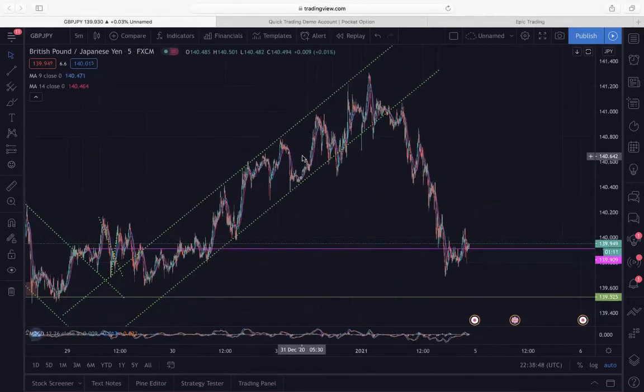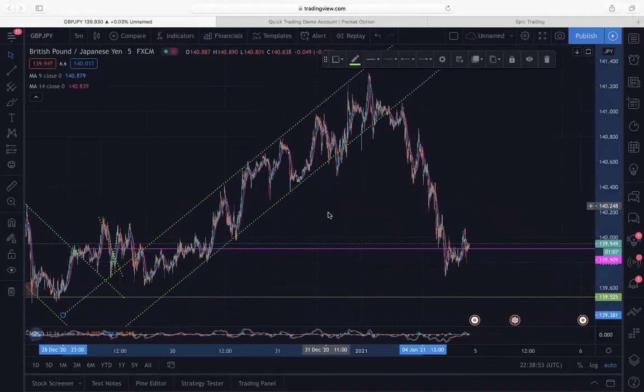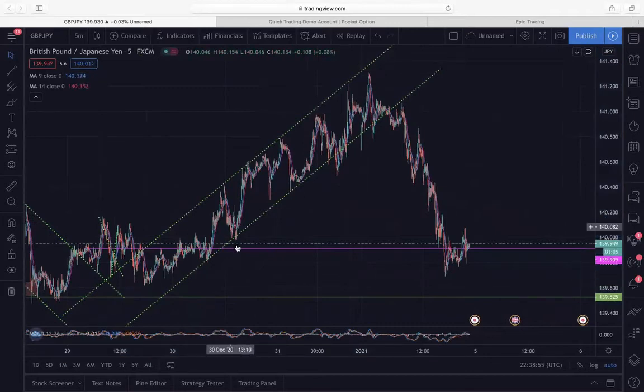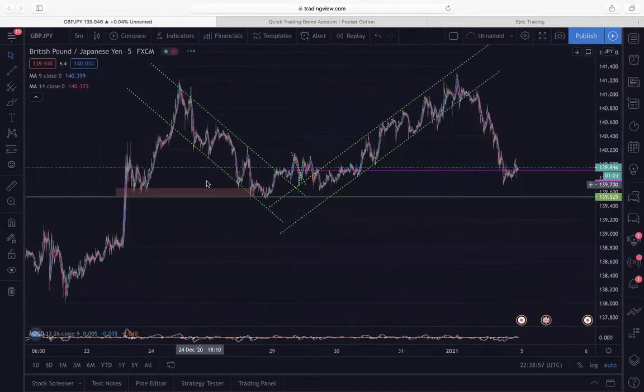As you can see right here, this is a price channel that I drew, these green lines, and this is just gonna show you that price really does respect the zone. Okay, it broke out of the price channel right here, retested, and it started creating a new price channel in an uptrend. It broke out right here, and now it's in a downtrend.